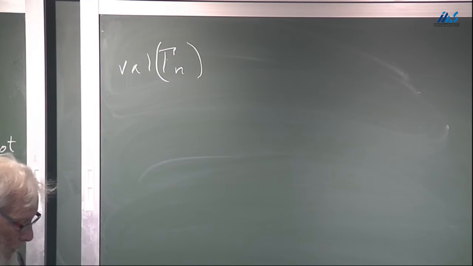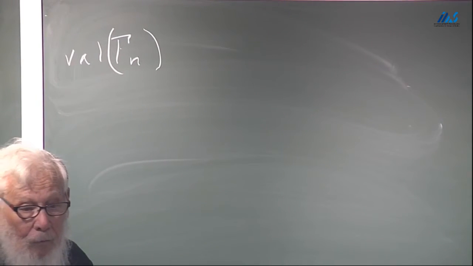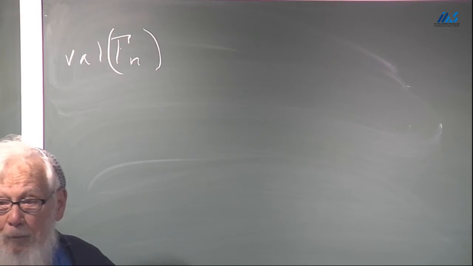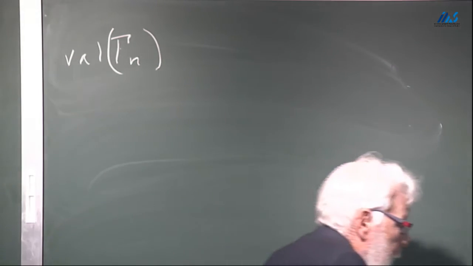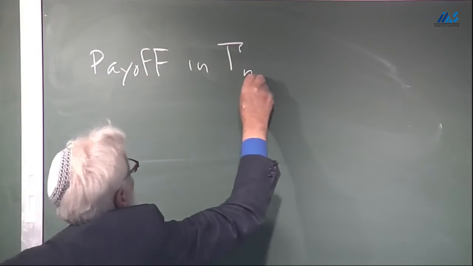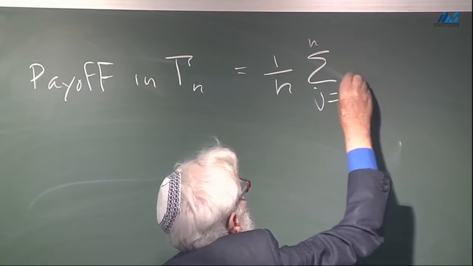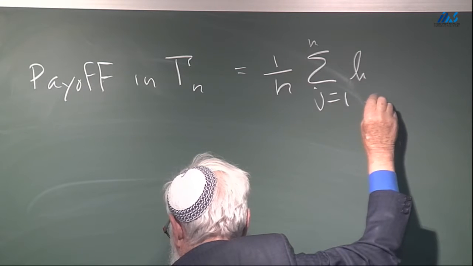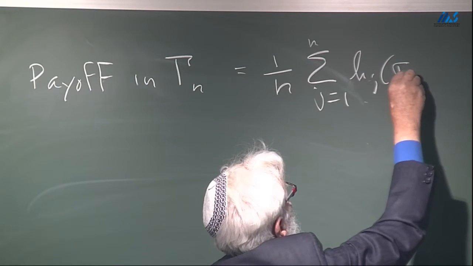Now what is the payoff in gamma n? In the n-stage game it's the average payoff. We don't look at the total payoff, we look at the average payoff, because the total payoff may go to infinity. It's not a very useful item. So the payoff in gamma n would be 1 over n, the sum from j equals 1 to n of h_j of sigma n, tau n.